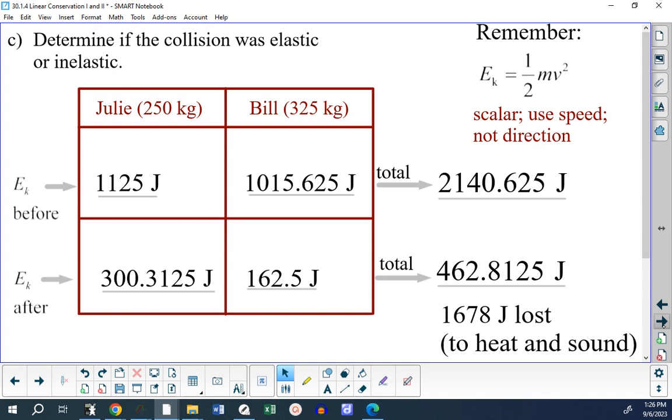Just finally, Gabrielle, how am I getting 1678? Where'd that number come from? It's like the missing subtracted from the total. Yeah, it's the difference. The total kinetic before minus the total kinetic after gives me the, quote, missing energy. It's not really missing, it's just missing kinetic.